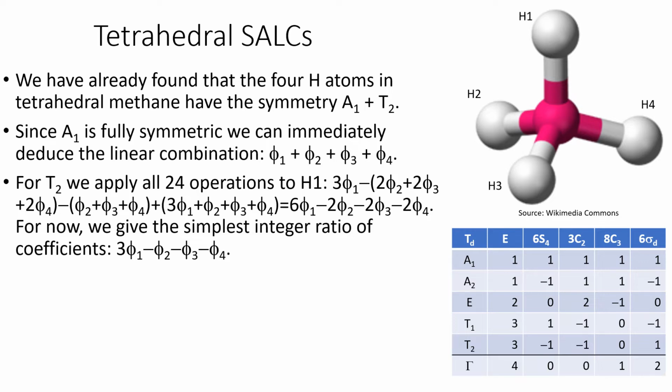This is because obviously the hydrogen atom 1 stays put if we are doing the identity operation, and because the character is 3, we multiply it by 3. So we start off with 3 phi1. Going along the row, the next operation is S4.